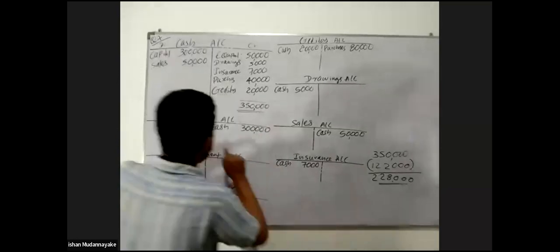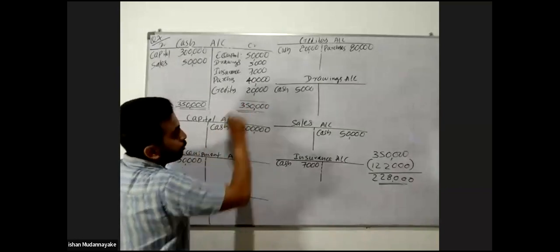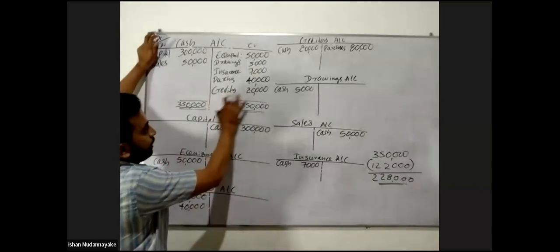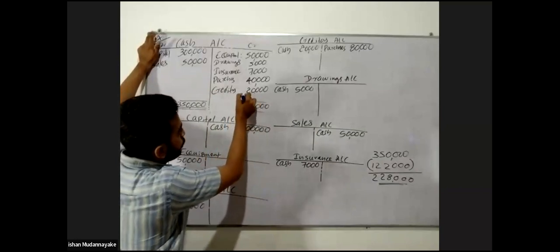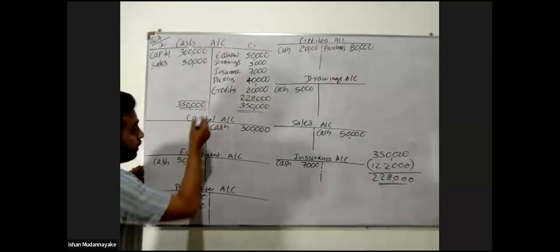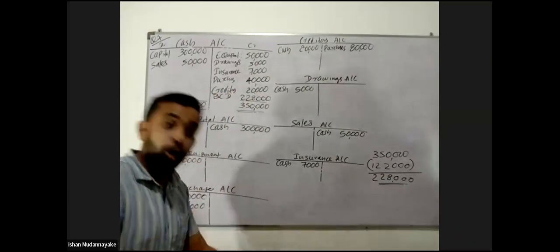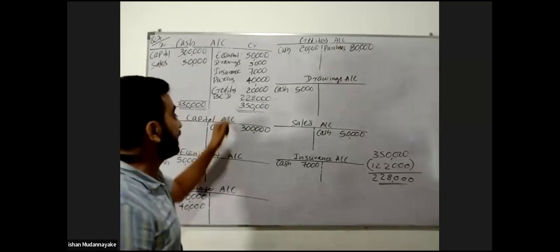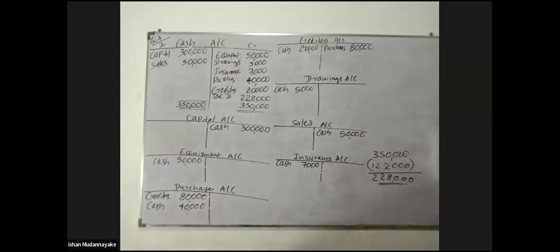Now, above this 350,000, in this line, you need to write down the remaining cash balance, 228,000. Here, BCD, balance carried down.